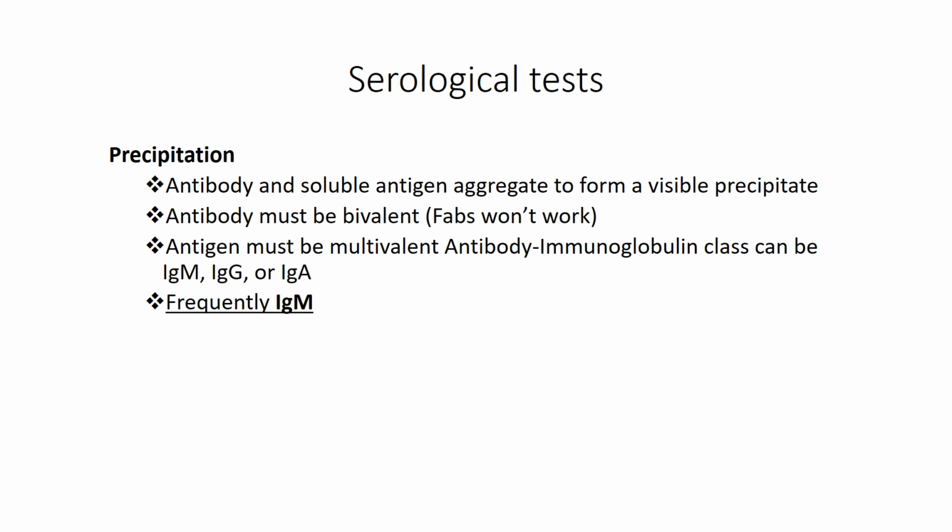So for precipitation tests, the antigen and antibody complex basically will aggregate and won't stay dissolved anymore, and it will form a visible precipitate. One of the conditions is that these antibodies must be bivalent, so a single Fab component won't work. And these antigens must have a multivalent interaction, so different immunoglobulins can be used. But most frequently IgM is used because that's the first one that reacts with an antigen.